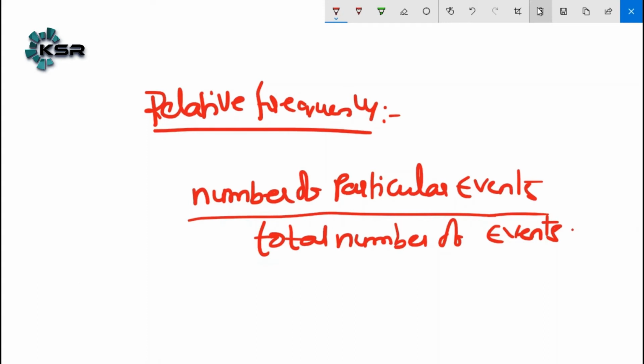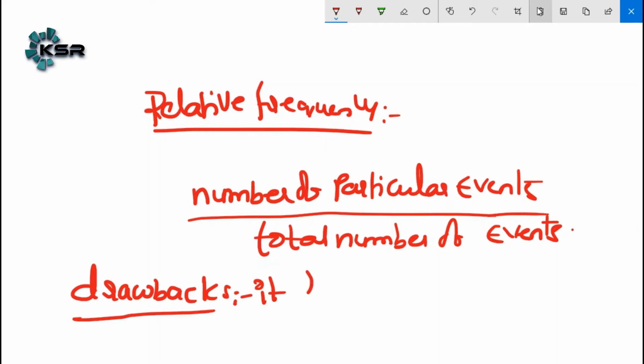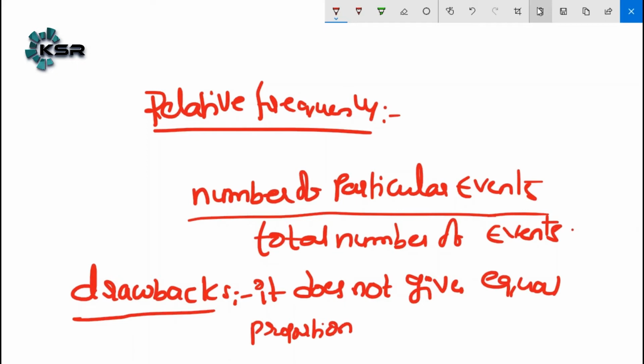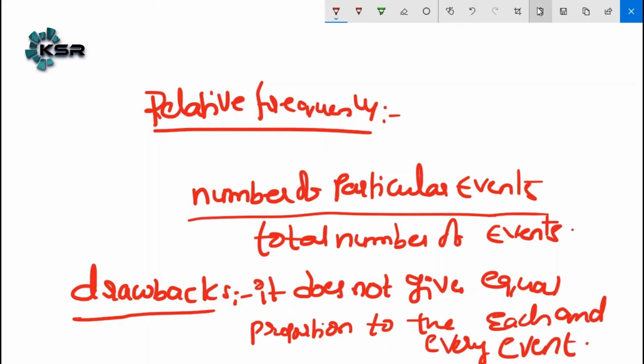The drawback is that it doesn't give equal proportion to each and every event. To counter this, we are going to give equal proportion to each and every event, which we are going to discuss in the classic approach.